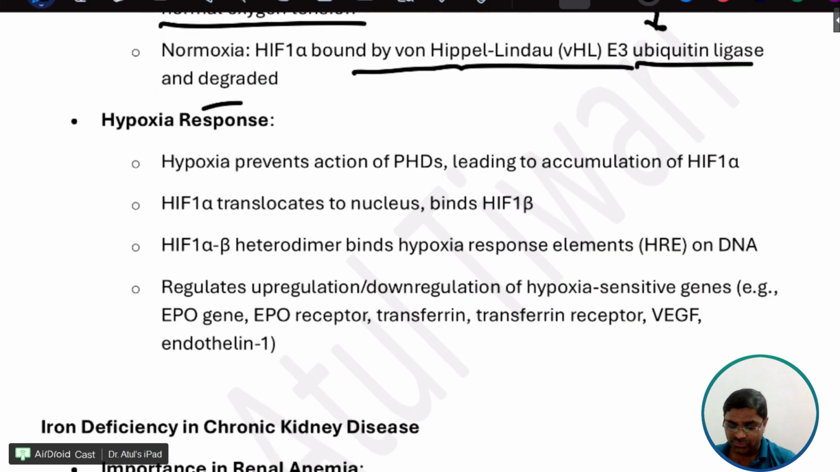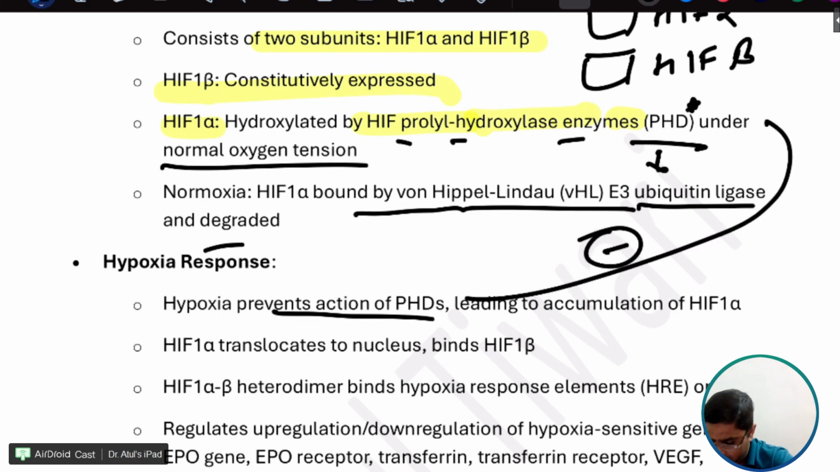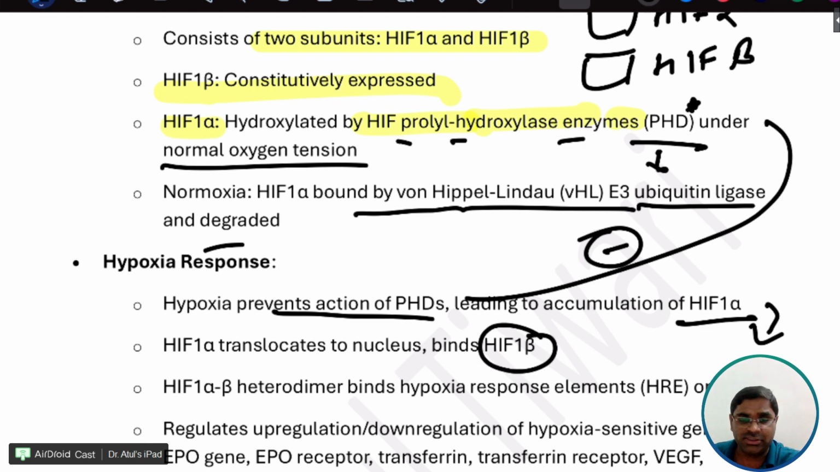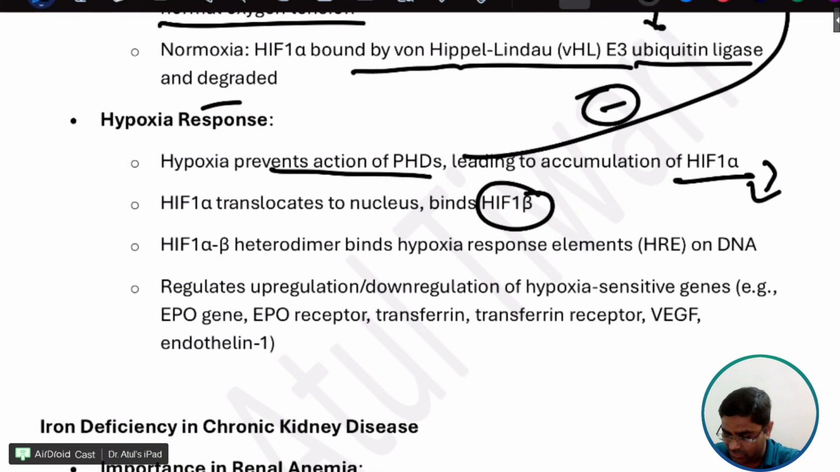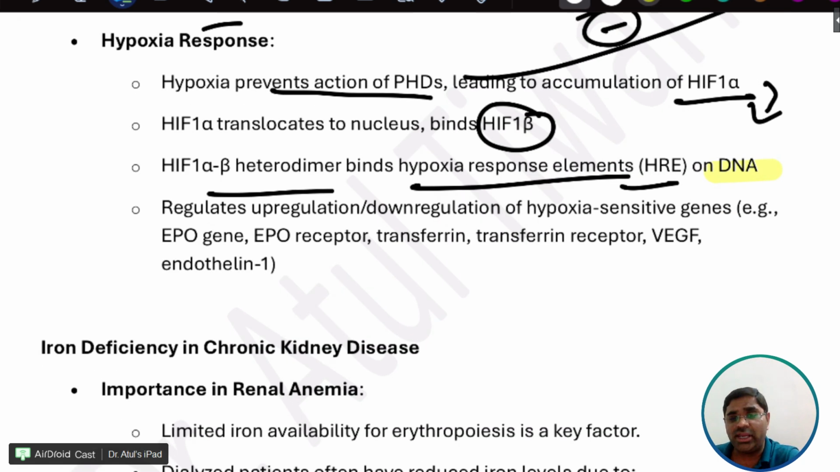In case of hypoxia, the action of PHD is inhibited, which leads to accumulation of HIF1 alpha. This HIF1 alpha translocates inside the nucleus and binds to HIF1 beta. The HIF1 alpha-beta heterodimer binds to something called HRE, that is hypoxia responsive elements on DNA. They regulate upregulation and downregulation of these hypoxia sensitive genes.